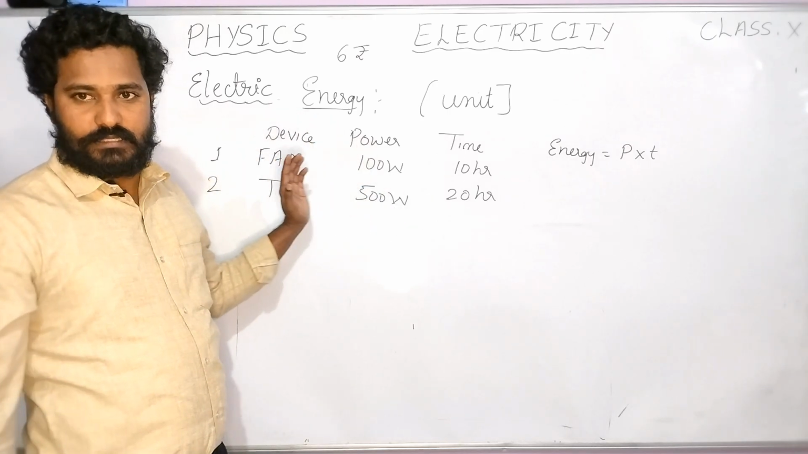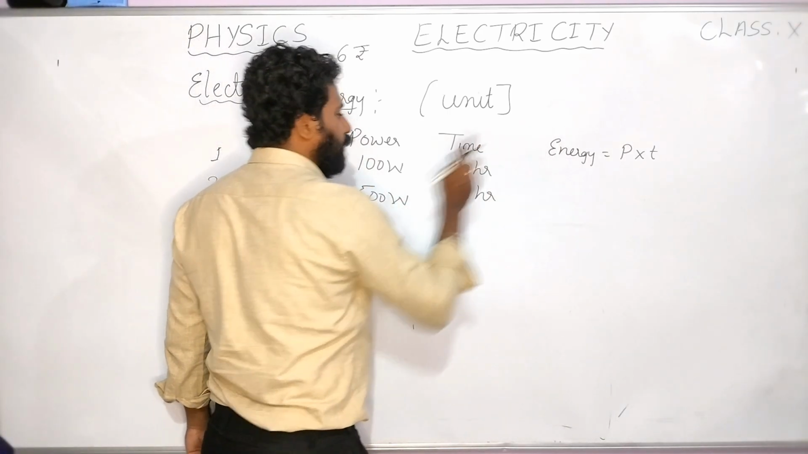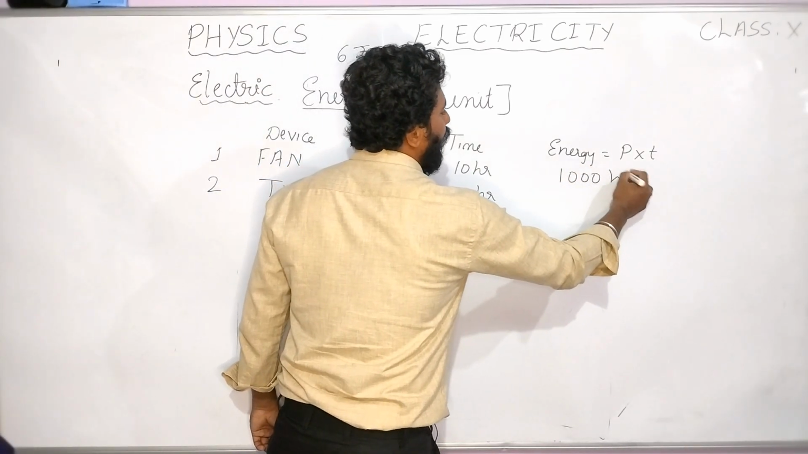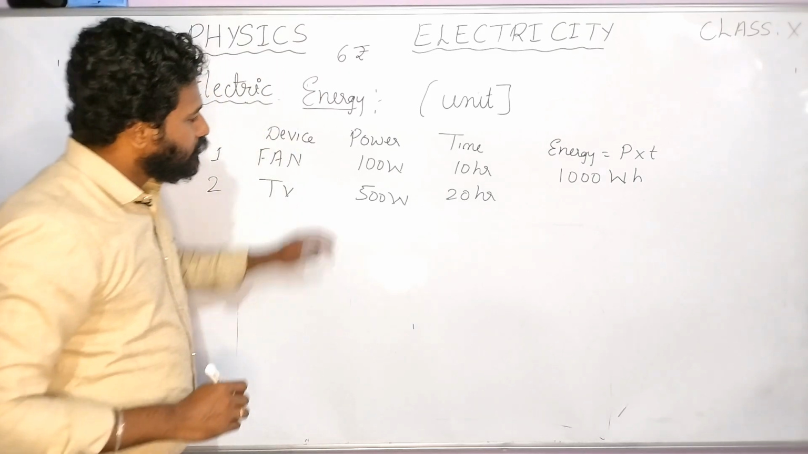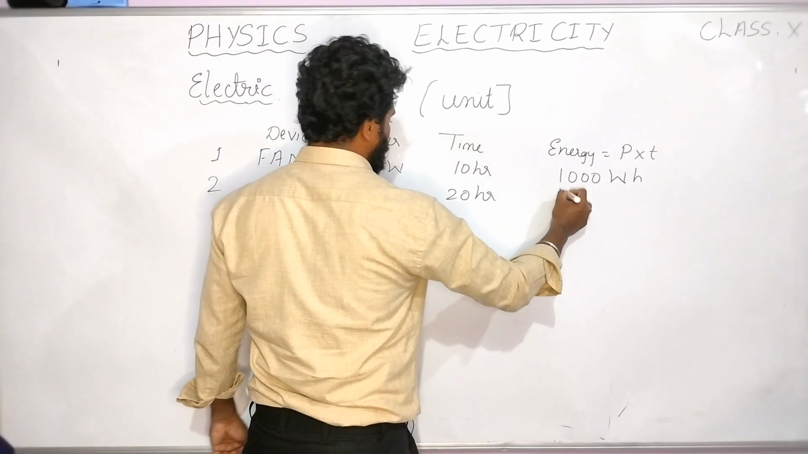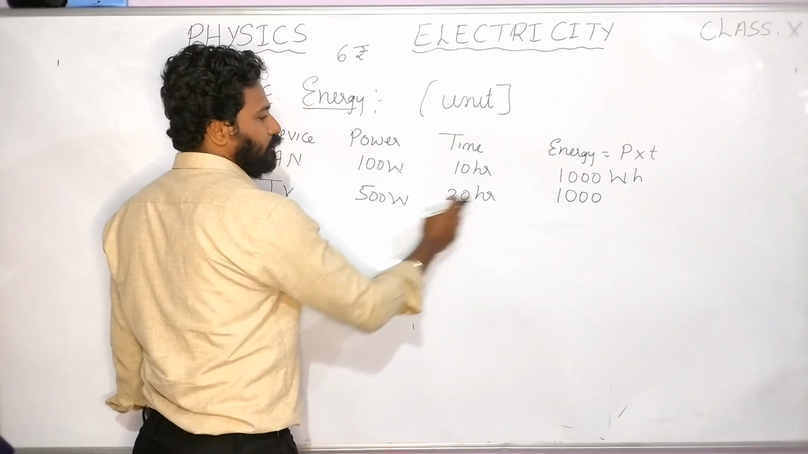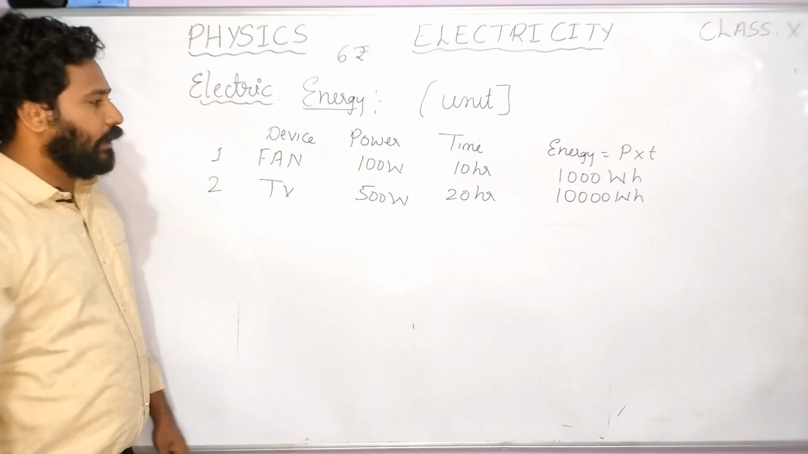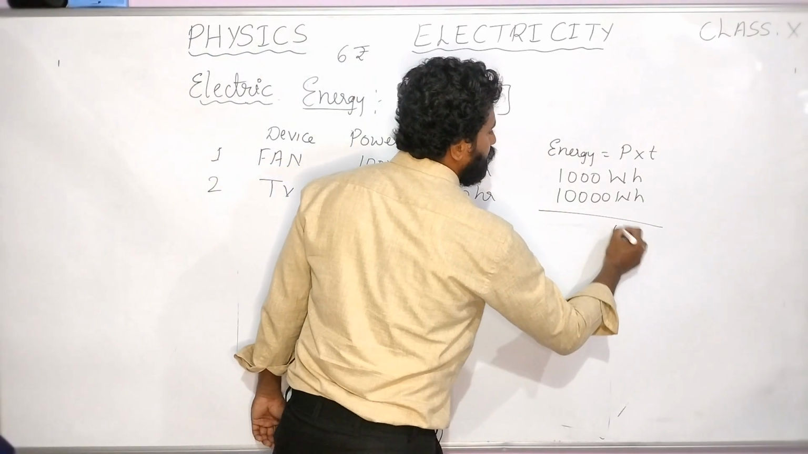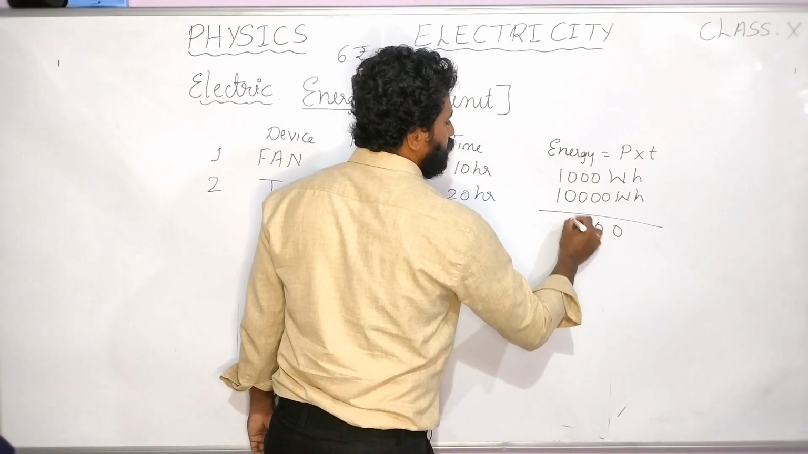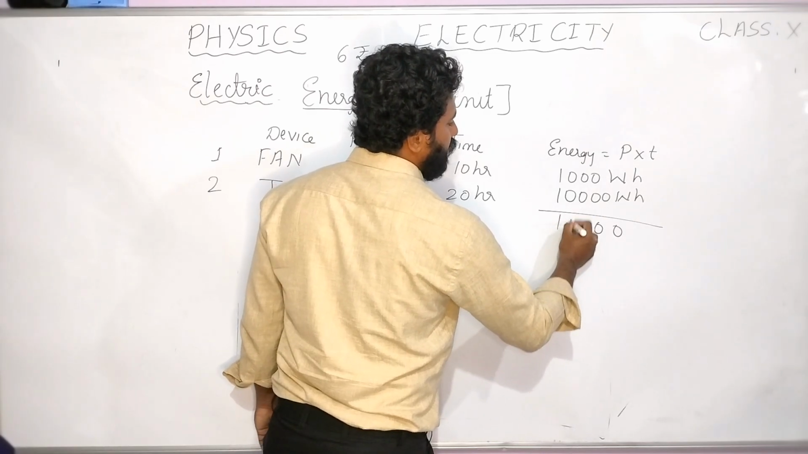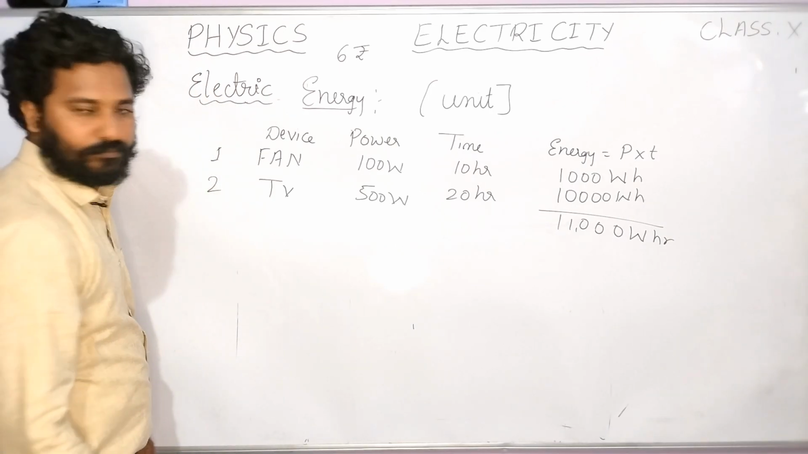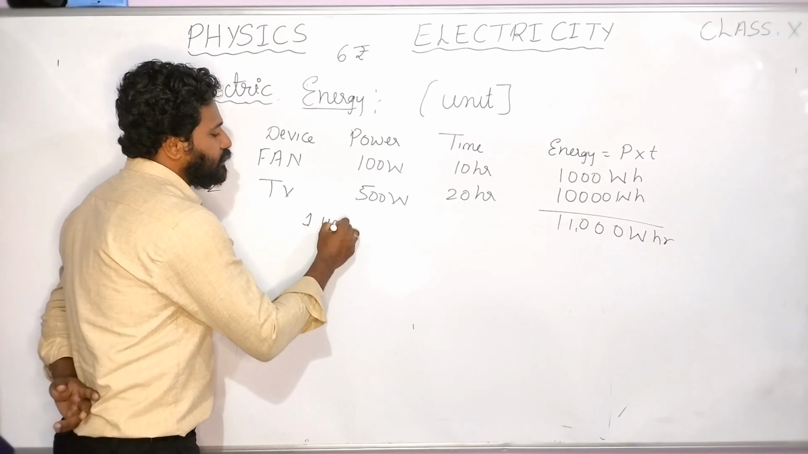Okay, so every day we are using this, right? So energy is equal to power into time. When you multiply both, 100 into 10, you know how much? 1000 watt hour. Okay, so 500 into 20, how much? 5 twos are 10, and with the zeros, 10,000 watt hour. So therefore total how much? 11,000 watt hour.